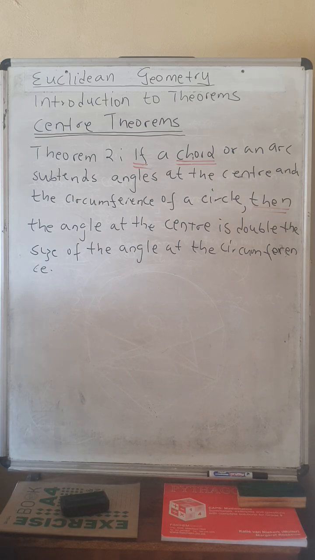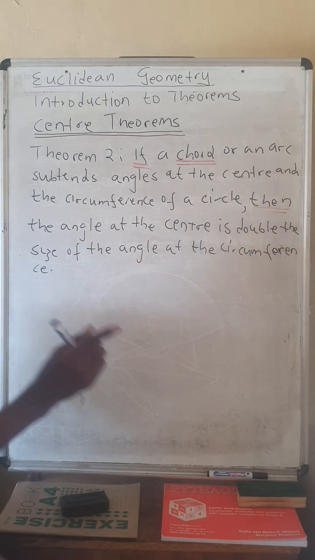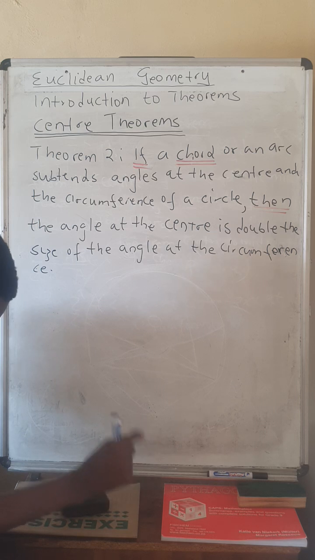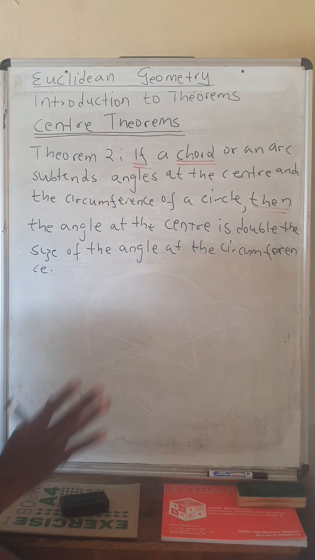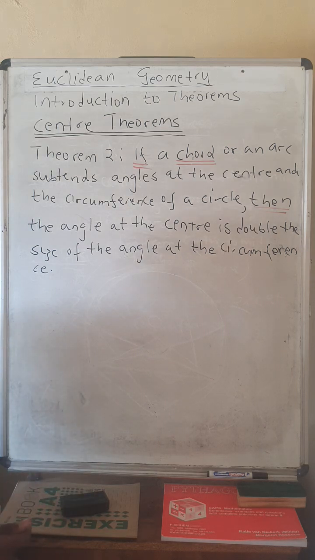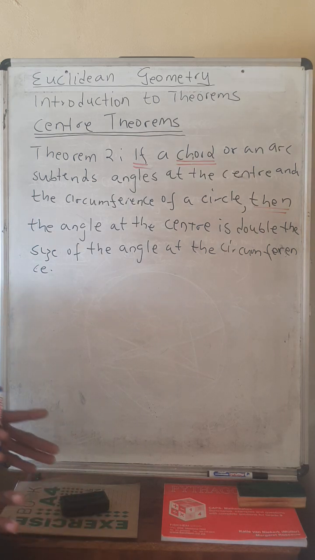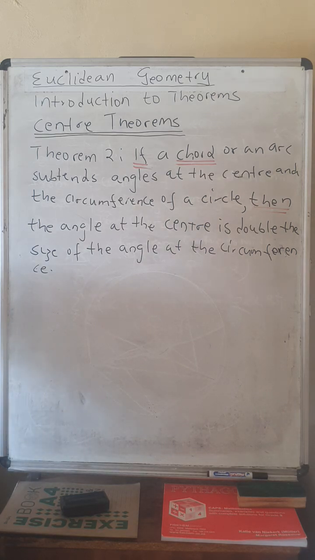And there is one thing that I want you to understand. Once the angle is at the center or the circumference, that angle is always subtended. You will never have an angle at the center or the circumference and find that that angle is not being subtended. No way. An angle will never be at the center and not be subtended. An angle will never be at the circumference and not be subtended. So once you see the angle at the center, you already know that angle is being subtended. Once you see an angle at the circumference, you already know that angle is being subtended.